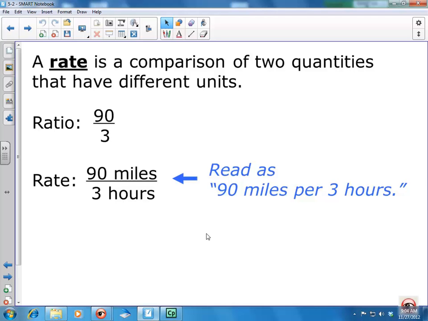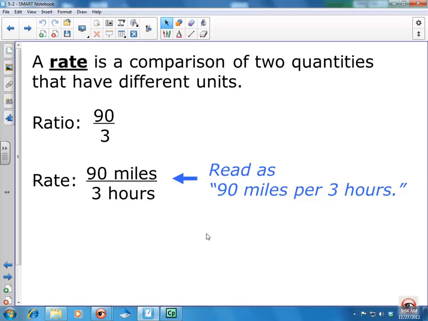Then if we wanted to convert this to, say, a unit rate, we would be looking for, well, how many miles did we go in, say, 1 hour? We could just do 90 divided by 3, and that would give us 30. So the unit rate on this example would be 30, because we're going 30 miles in 1 hour. Okay?